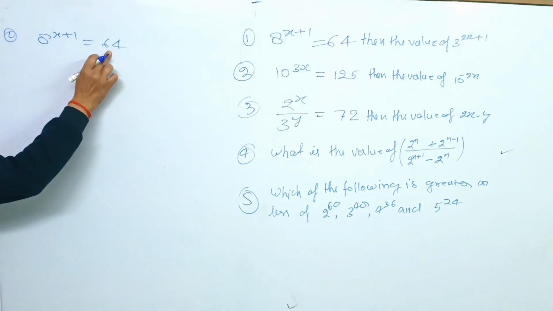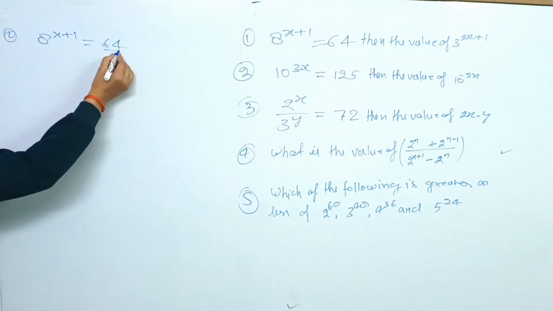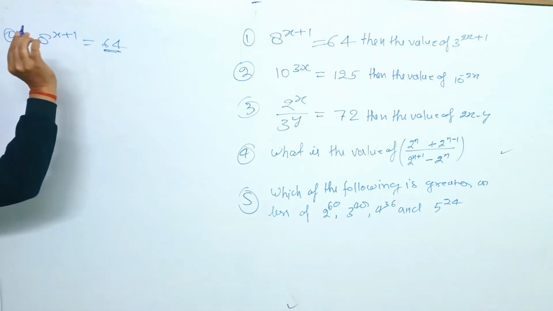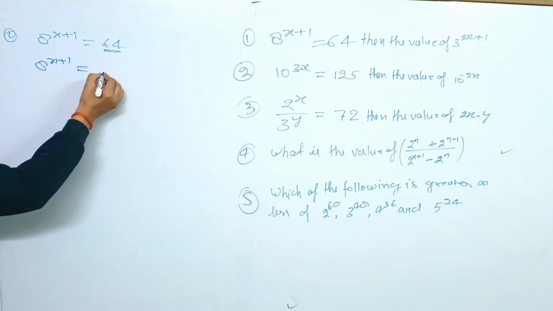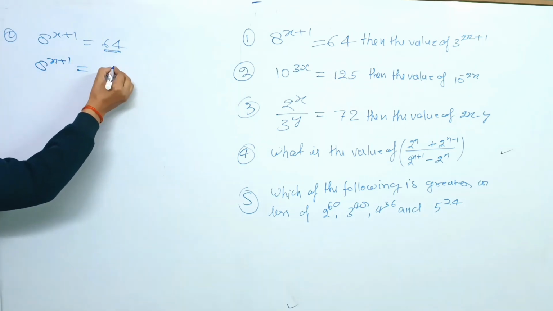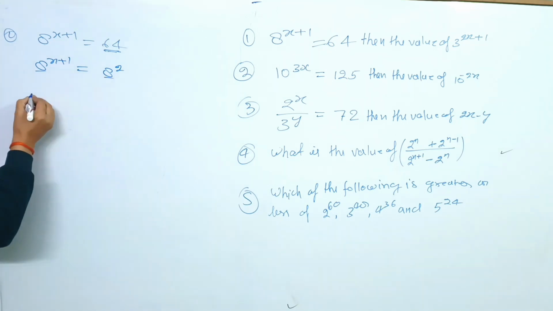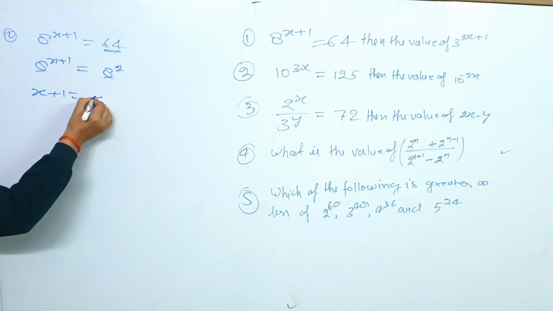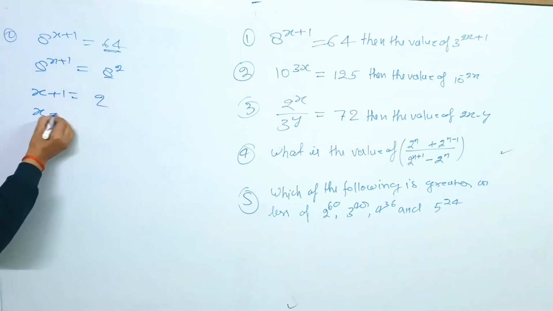Firstly, we can convert this 64 in the form of a to the power. We can write 64 as 2 to the power 6, as 2 to the power 6 is 64. We compare both sides. Here the base is the same, so the powers are comparable. Then x plus 1 is equal to 2, so x becomes 1.